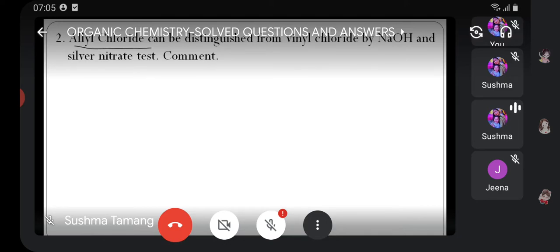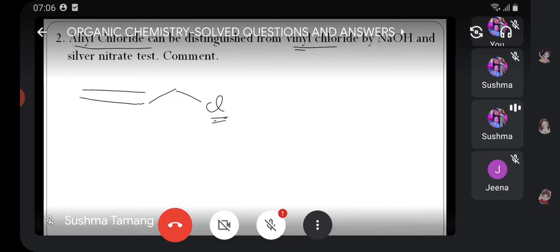Now the next question: allyl chloride can be distinguished from vinyl chloride by NaOH and silver nitrate test. Comment. Now what is allyl chloride? You should know what allyl chloride is. In allyl chloride, you have a double bond, and this double bond is attached to the next sp3 hybridized carbon, and only after that does the halogen, chloride, react. So this is what is called allyl chloride. There is a double bond, then one more carbon, and only then is the chloride attached to that carbon.